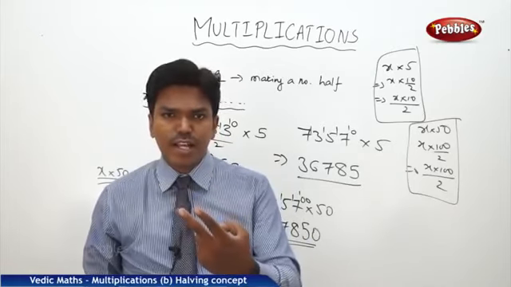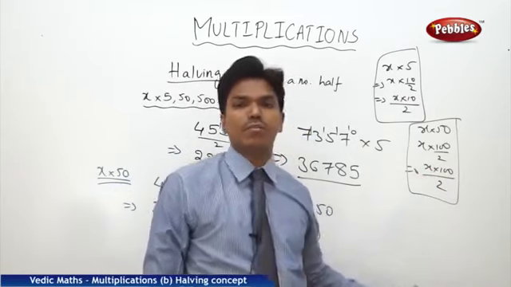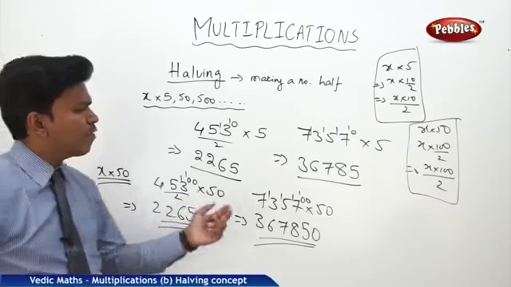Adding 2 zeros at the end. Yes or no? Now after adding 2 zeros, what am I going to do? Divide it by 2, nothing but halving. So that's how we can multiply a number by 50.